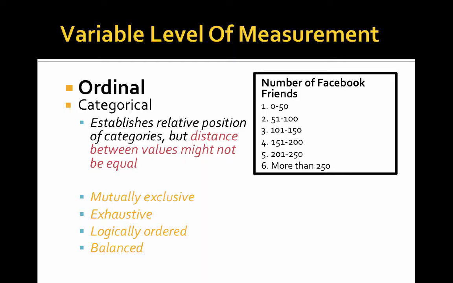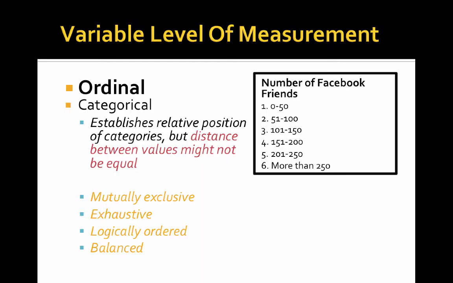So for example, you can see here that we have a set of ranges that allow people to accurately put themselves into one category. But the difference between this and a nominal variable is that as the number, the value goes up from 1 to 2 to 3 to 4 to 5 to 6, so does the number of Facebook friends, right? So we can see that the people who put themselves in group 1 have fewer Facebook friends than the people in group 2, and people in group 2 have fewer than the people in group 3, etc.